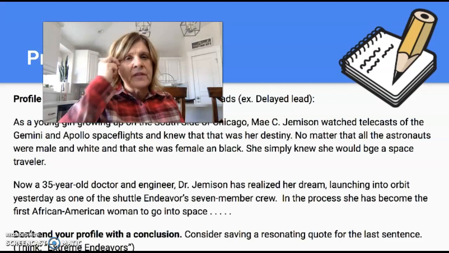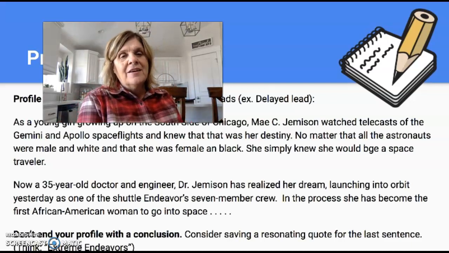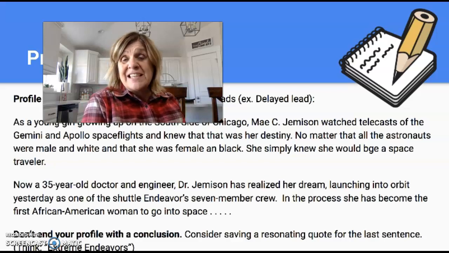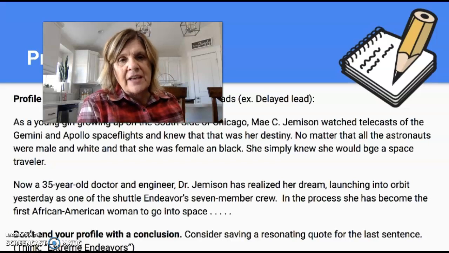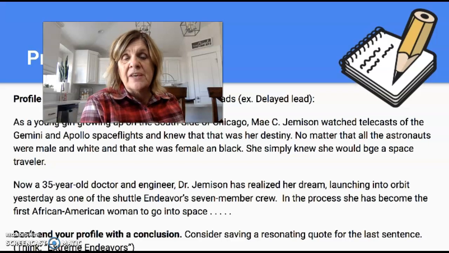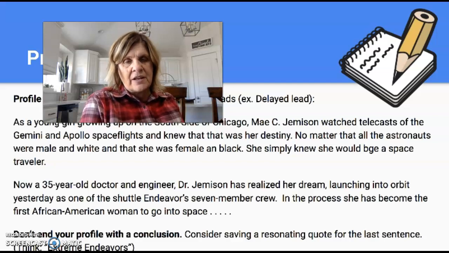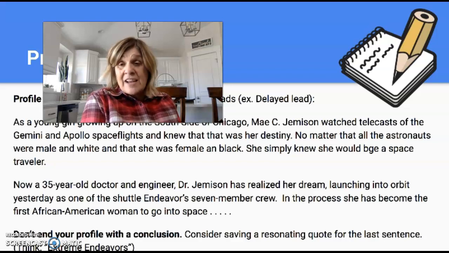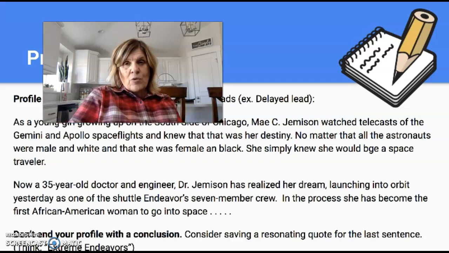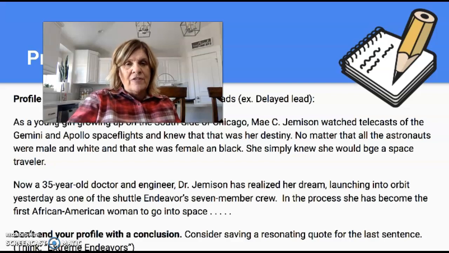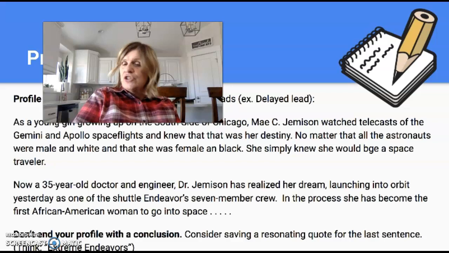With that in mind, another thing to think about with profiles is that you have to construct your leads and your conclusions uniquely. For example, I gave you an example on this slide of a way to give a delayed lead. It talks about a woman who had a desire to be an astronaut. She was African American, she was female, and so there weren't too many people like her who would become astronauts. But the lead in these 2 paragraphs gives you an idea. From those two paragraphs, you understand what was her uniqueness and what did she want to do in life.